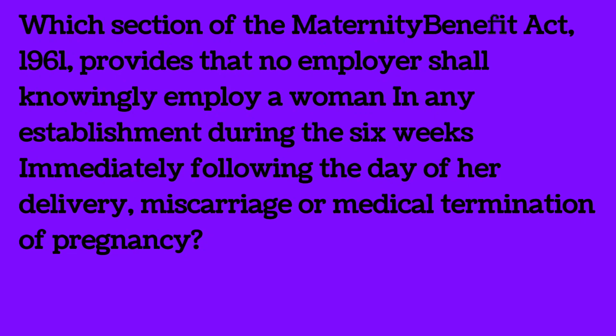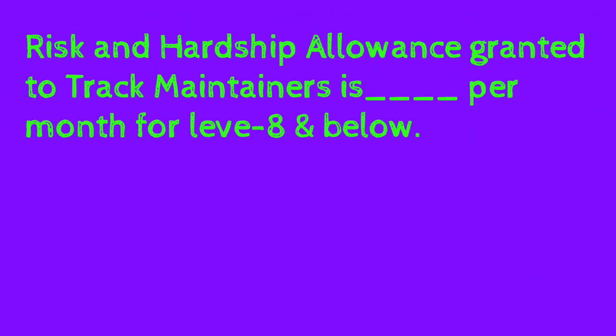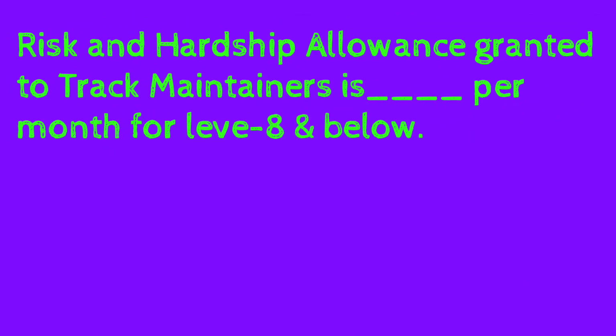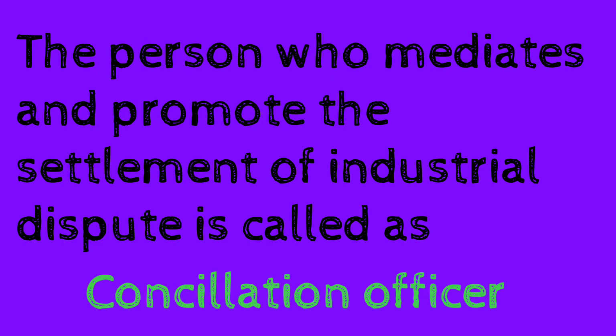Which section of the Maternity Benefit Act 1961 provides that no employer shall knowingly employ a woman in any establishment during the 6 weeks immediately following the day of her delivery? That is section 4. Risk and hardship allowance granted to track maintainer is 2,700 per month for level 8 and below. The person who mediates and promotes the settlement of industrial dispute is called as conciliation officer.